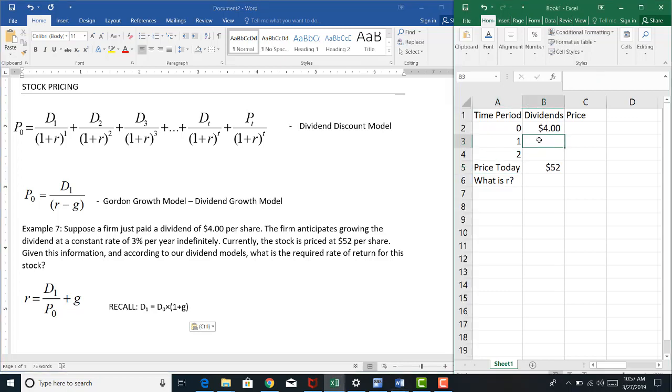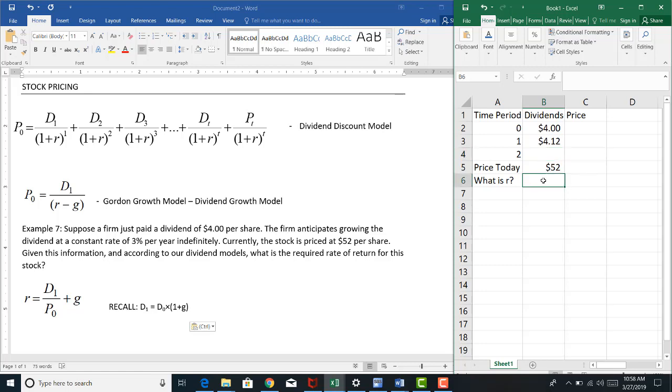So here over in Excel, D0 has been given to be $4. D1 is going to be equal to D0 times 1.03, or 1 plus G. That's just telling me that the dividend is going to grow by 3% this year. When I solve for that, I get a dividend in year 1 of $4.12.